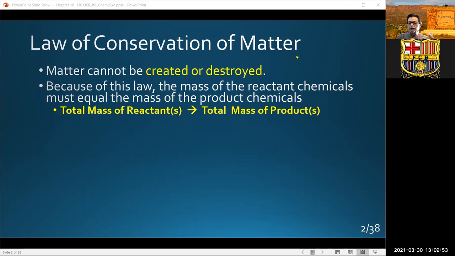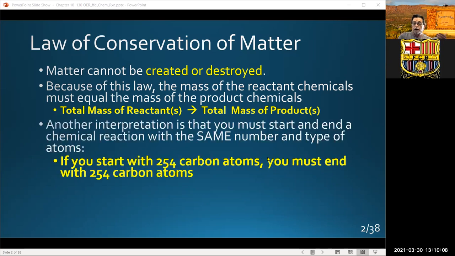So if I start off with 10 grams of reactants, whatever reactants that may be, I'm going to end up with 10 grams of products. In different forms, but 10 grams total, okay? And in this example, 254 carbon atoms is an arbitrary number. But if I start off with 10 billion carbon atoms as reactants, then at the end, after it's done doing whatever it's doing, I should have 10 billion carbon atoms, in this case, 254. And that is what we mean by the conservation of matter, okay?